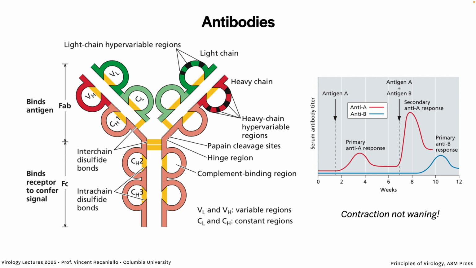Okay, and then let's say at 7 weeks you inoculate with a mixture of antigen A and a different antigen B. So with antigen A, you get a recall response, a secondary response or a memory response. You can see it's in a couple of days and it's stronger than the primary. And then you get, again, the delayed primary anti-B response.